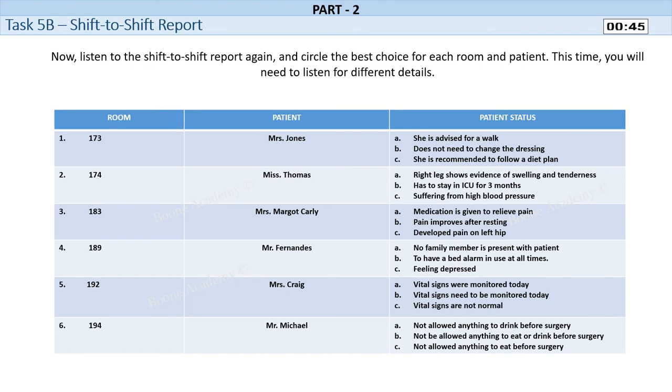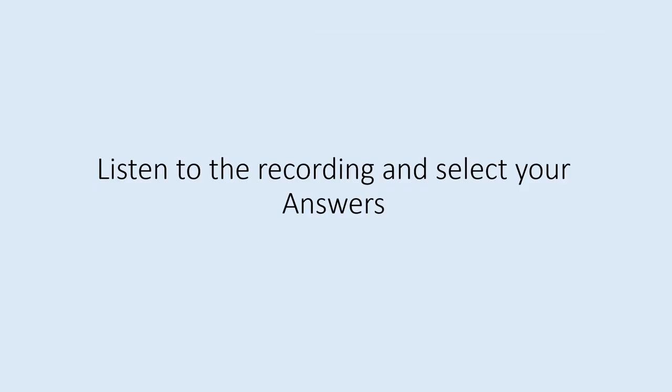Task 5B, Shift-to-Shift Report. Now, listen to the Shift-to-Shift Report again, and circle the best choice for each room and patient. This time, you will need to listen for different details. Listen to the recording and select your answers.